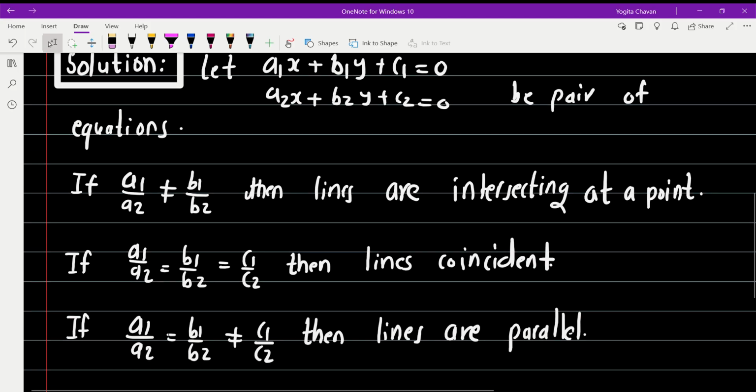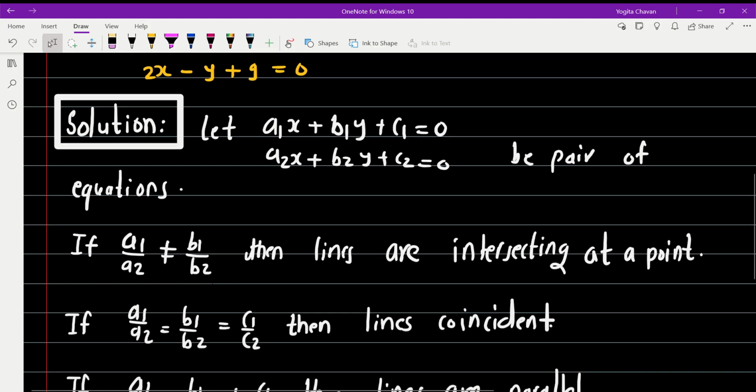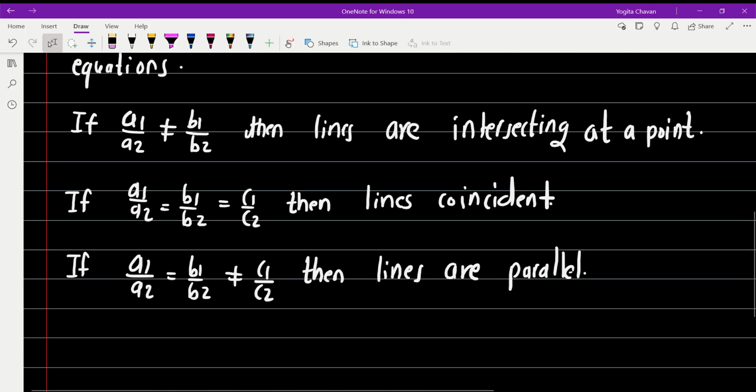And if a1 upon a2 is equal to b1 upon b2 is equal to c1 upon c2, then lines are coincident. And third observation, if a1 upon a2 is equal to b1 upon b2 and is not equal to c1 upon c2, then lines are parallel. Okay, so we compute each ratio a1 upon a2, b1 upon b2 and c1 upon c2. Then we compare in these three cases and then we decide whether they are intersecting, coincident or parallel.